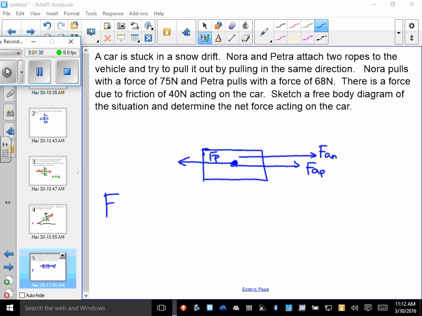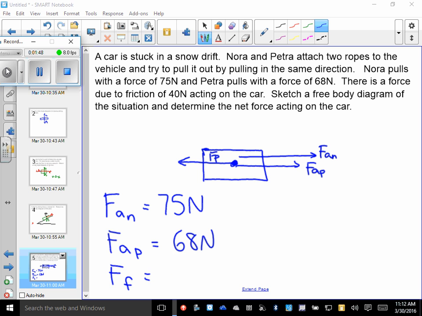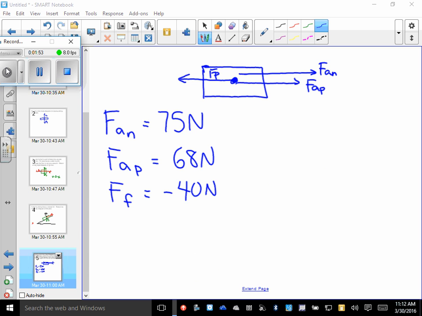So the force applied by Nora is equal to 75 newtons. The force applied by Petra was 68 newtons. And the force of friction is negative 40 newtons. Okay, and it was because of the diagram we drew that we knew that this one is going to be negative. From the instructions, it didn't say negative in front of it, so that diagram is very important.